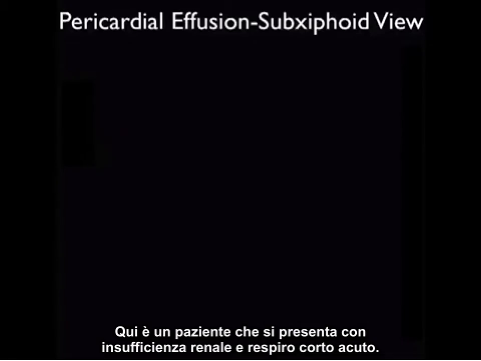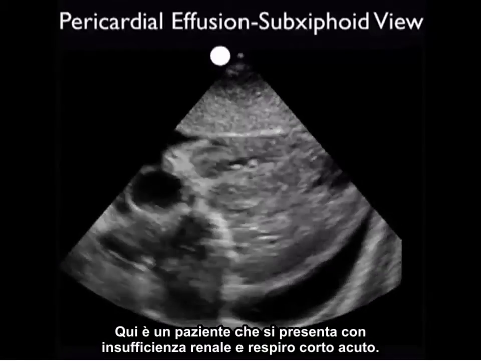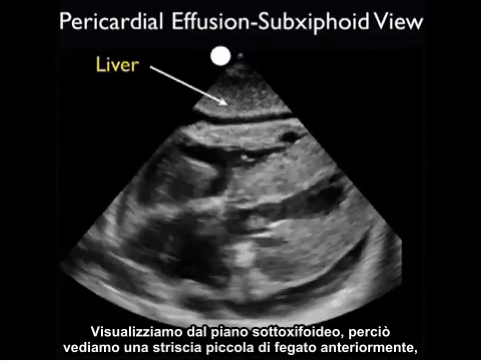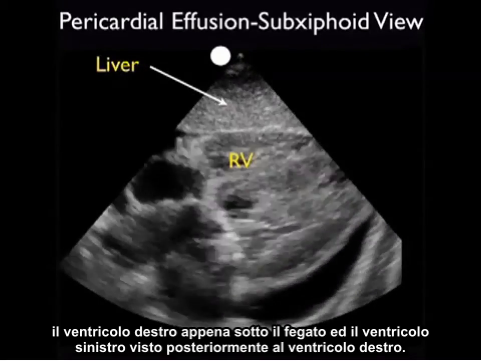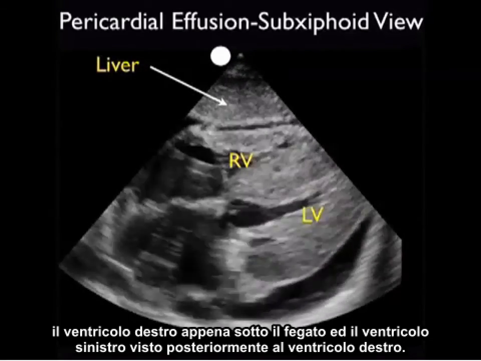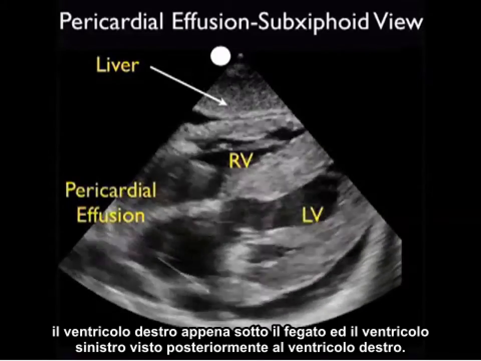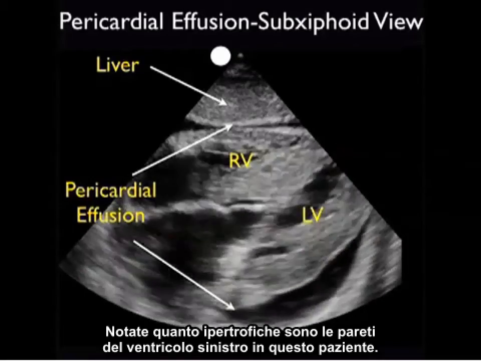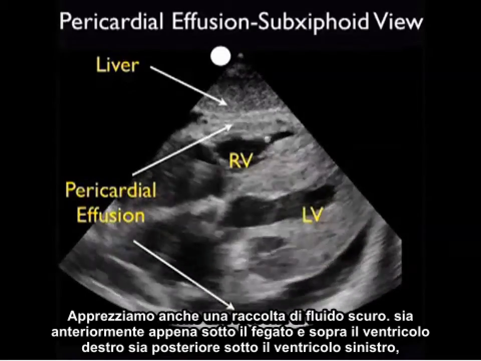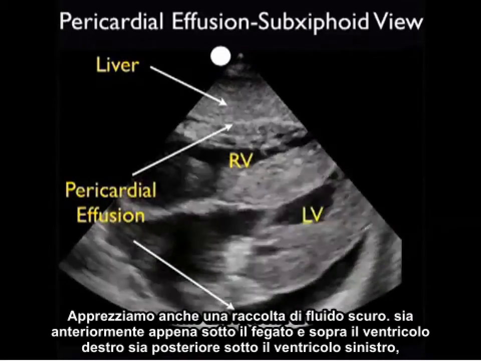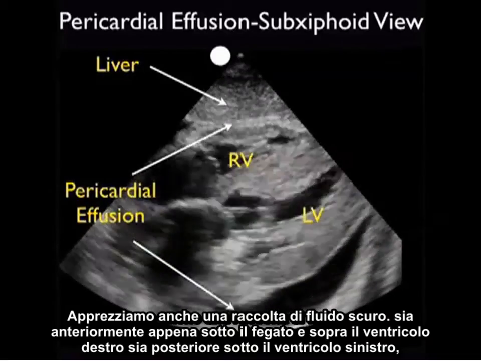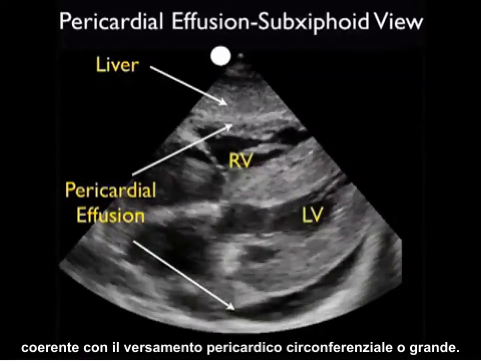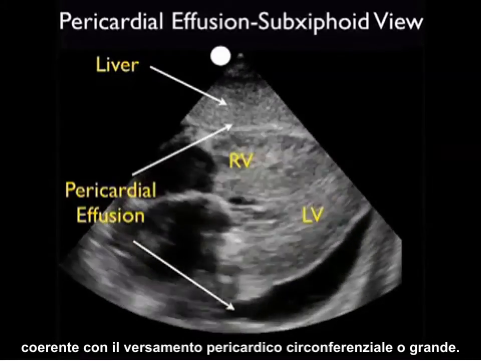Here's a patient who presented with renal failure and acute shortness of breath. We're again looking from the subxiphoid plane, so we see a little strip of the liver anteriorly, the right ventricle just below the liver, and the left ventricle seen posteriorly to the right ventricle. Notice how hypertrophic the walls of the left ventricle are in this patient. We also appreciate a dark fluid collection both anteriorly just below the liver and above the right ventricle and posterior below the left ventricle, consistent with a circumferential or large pericardial effusion.